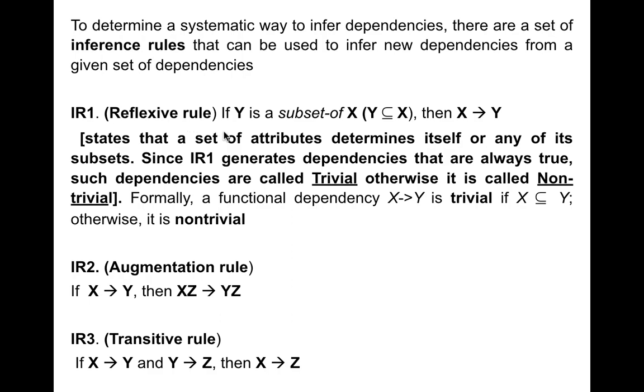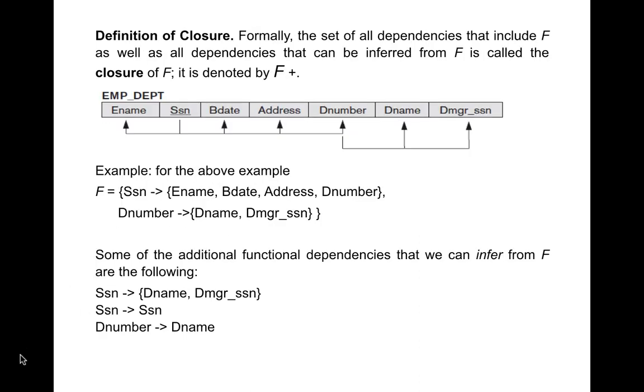Such rules are termed to be trivial. What does trivial mean? They are always true. Reading out the statement, it states that a set of attributes determines itself or any of its subsets. And since this IR1 reflexive rule generates dependencies that are always true, such dependencies are called trivial. So something like SSN gives ename belongs to IR1, and SSN gives birth date belongs to IR1, because ename and birth date are already in the subset of SSN.